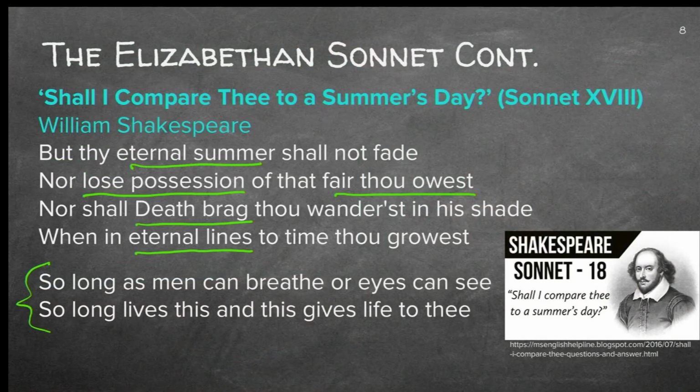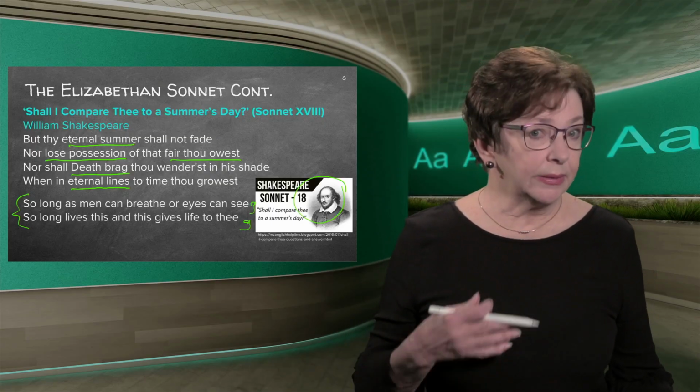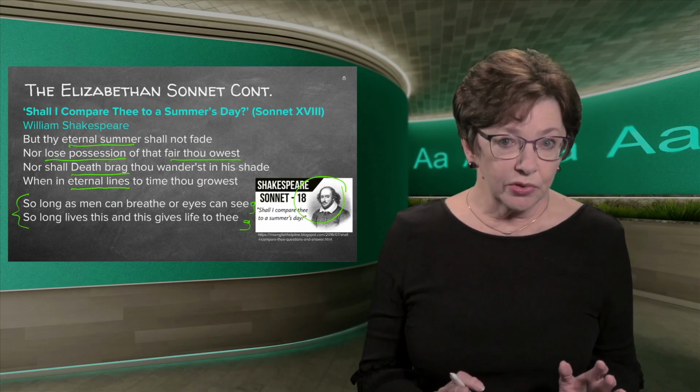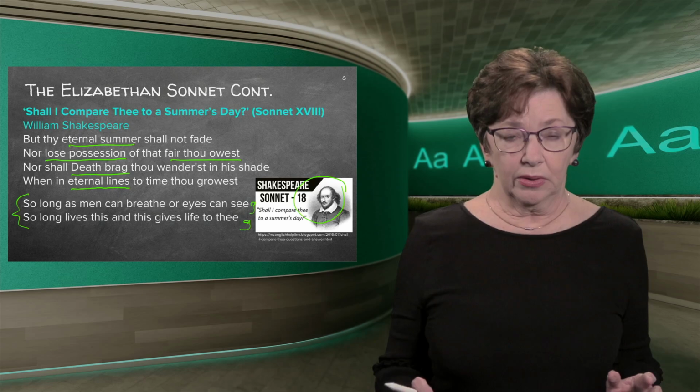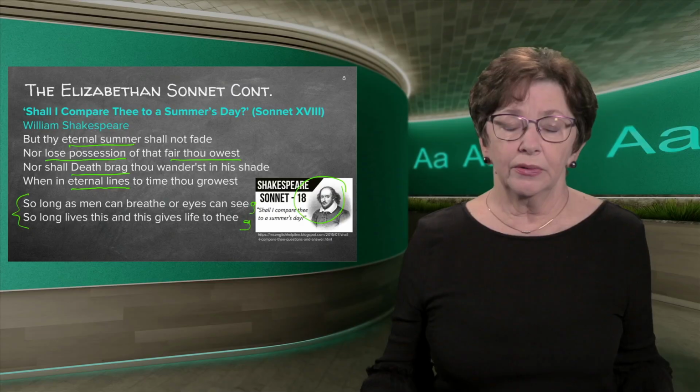And then he clinches. He gets to his rhyming couplet. Can you see there? That is your GG. He says, you will live forever. Why? Because of me. And that's typical of Shakespeare, where he brings himself into the rhyming couplet. I will take all transience away from you. I will make you live forever.